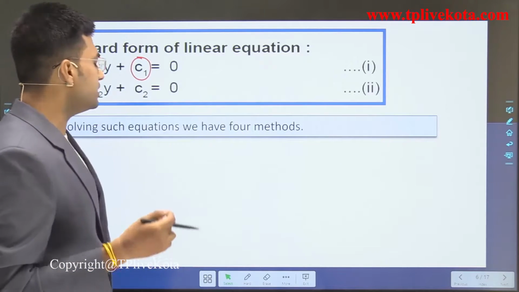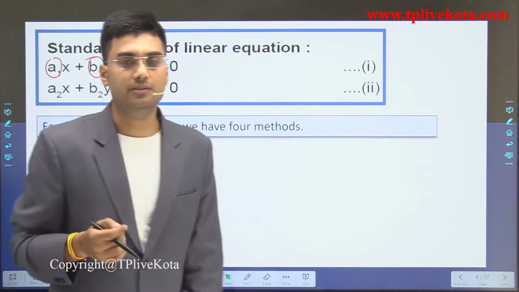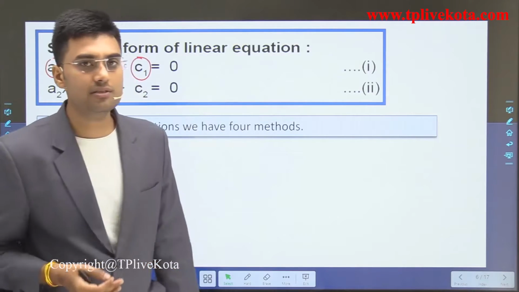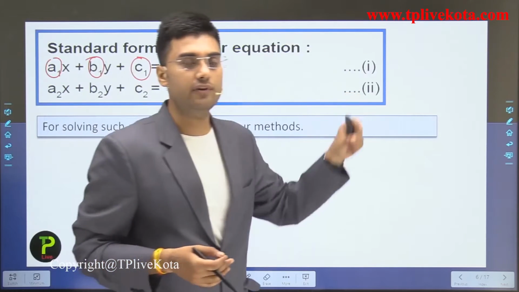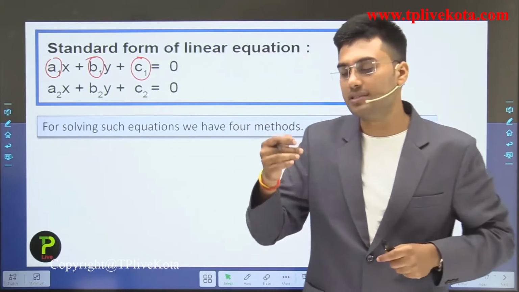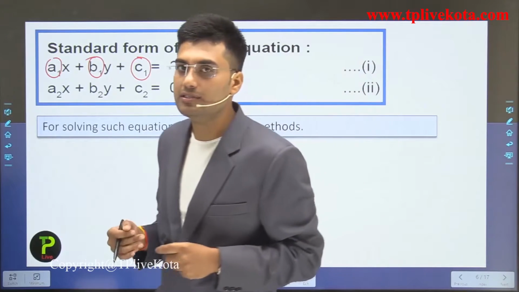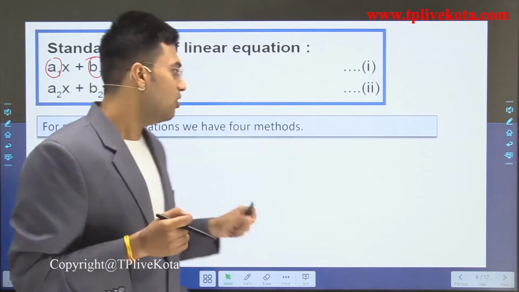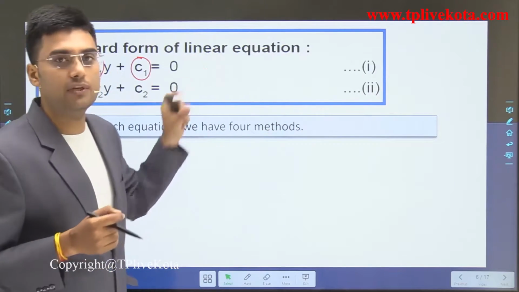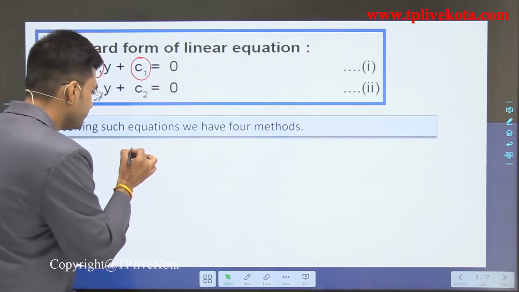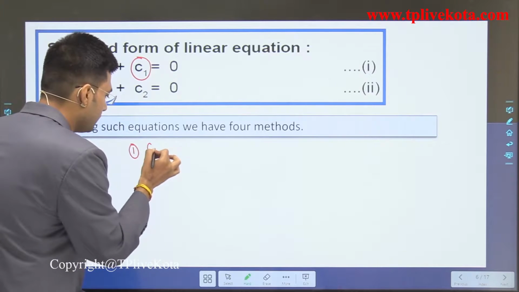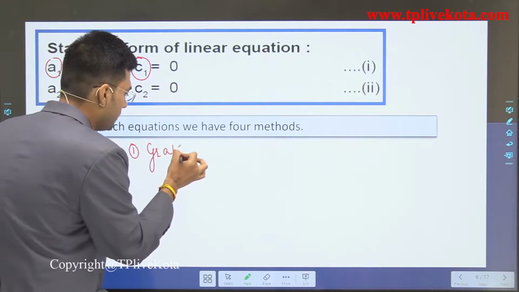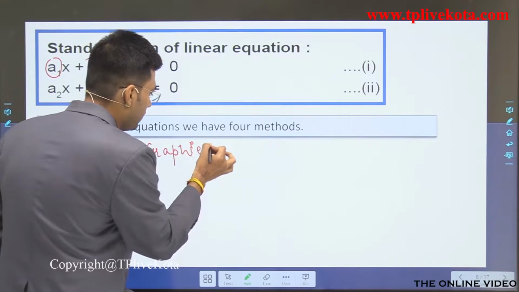For solving such equations we have four methods. If we have a pair of two equations, or simultaneous equations, or a system of equations, then we have four methods to solve these two equations. The first is the graphical method.